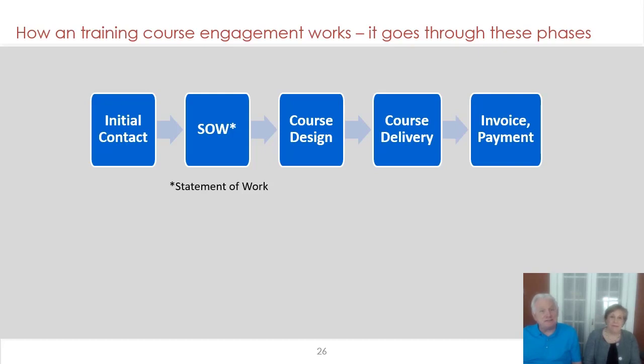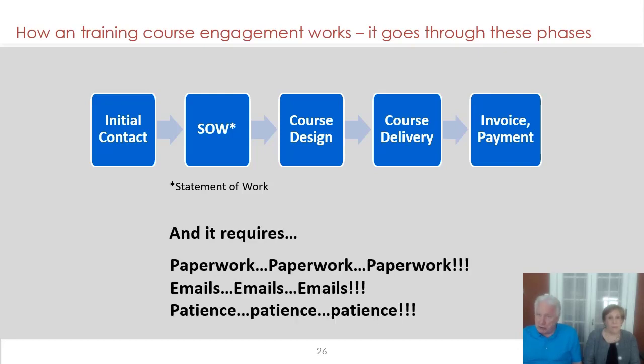Here's how a training and course engagement works. It goes through these five phases, no matter what client you wind up dealing with: initial contact, creation of a statement of work, course design, course delivery, and then finally invoicing and payment. And it requires paperwork, lots of emails, and a lot of patience because it can take a while.